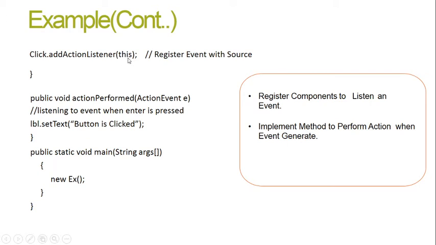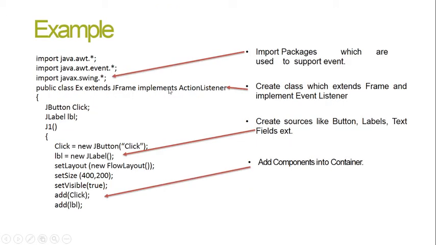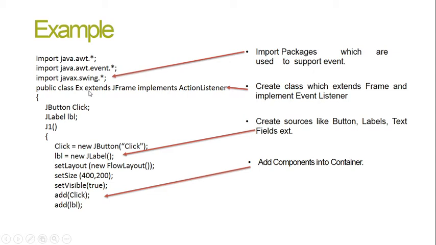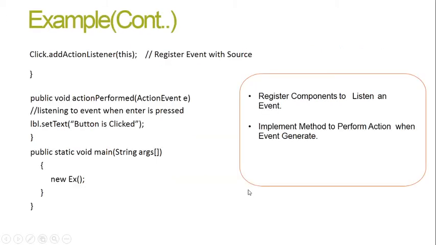Now what is this? This is nothing but a current class reference, current class object. Why am I passing this? Remember one thing, the addActionListener method takes an ActionListener object as an argument. But see, why am I passing this? Because this means the current class object, and this current class indirectly refers to the ActionListener because it is one kind of inheritance. So that's why I am passing this.